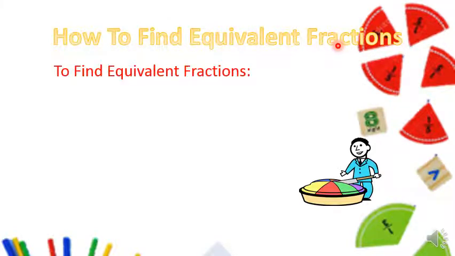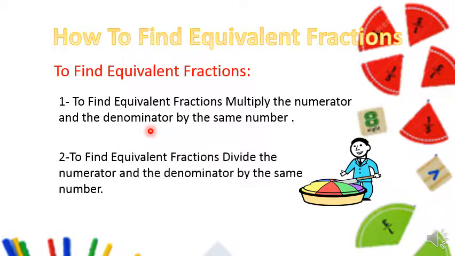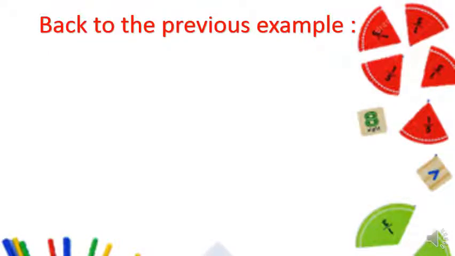To find equivalent fractions, I have two ways. The first way is by multiplying the numerator and the denominator by the same number, or by dividing the numerator and the denominator by the same number.